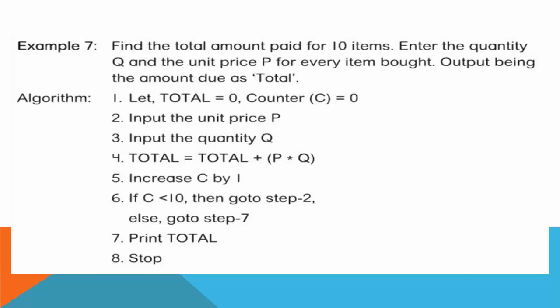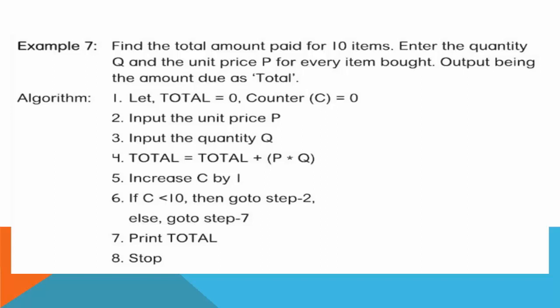Why? See, let us say the first item that you bought was pen. Okay, and you bought 3 pens. The price of 1 pen is rupees 5. So input the unit price P, step 2, you will enter there rupees 5. Input the quantity, you will type 3, that means 3 pens you have bought. So the new total will be the old total, that is 0, plus P into Q, that means 3 into 5, so 15 rupees you have spent on the first item.